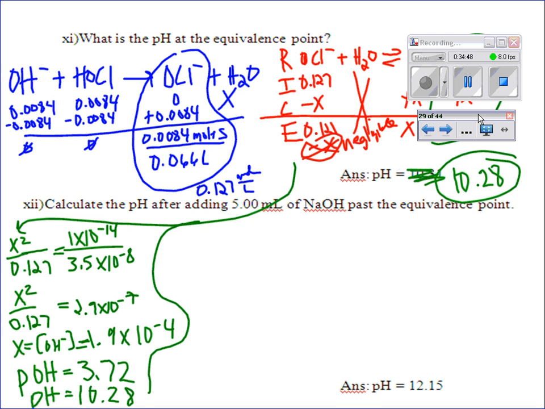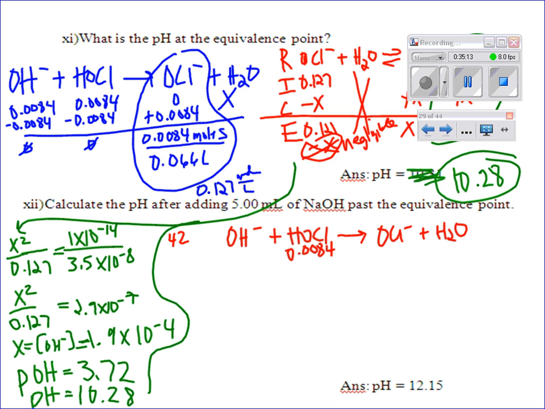All right, the last point before we graph it and talk about the differences between the two. Calculate the pH after adding 5 mL of NaOH past the equivalence point. So finally, good old NaOH invader is going to take over. So we're still at 0.0084. 5 mL past the equivalence.